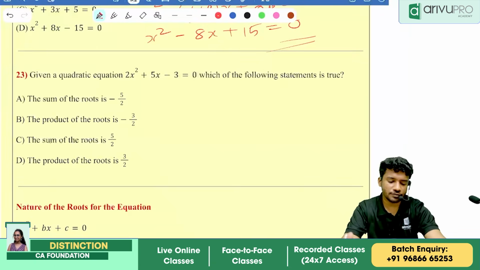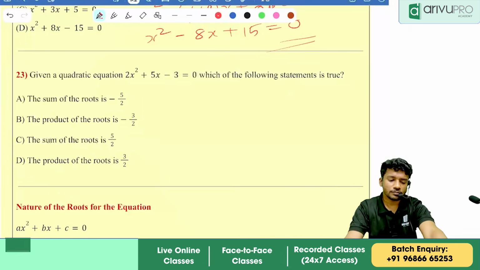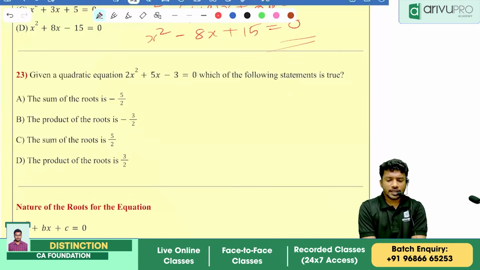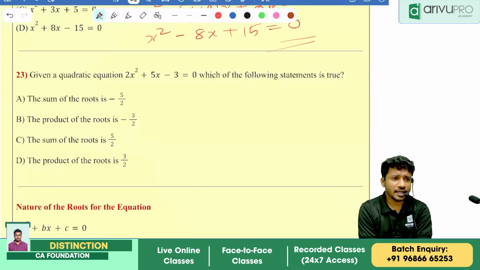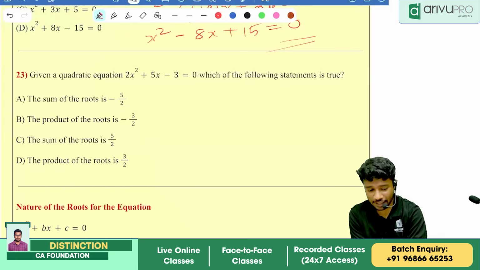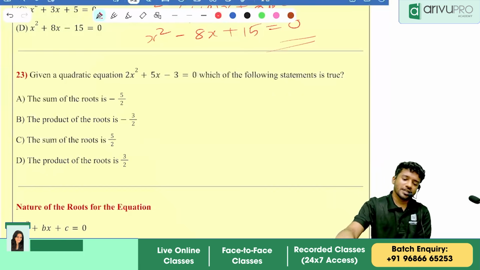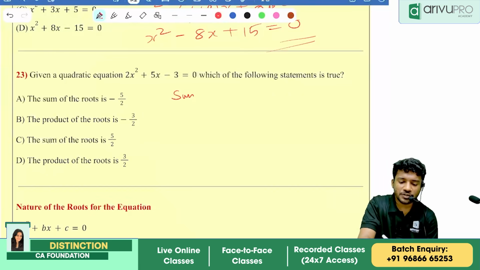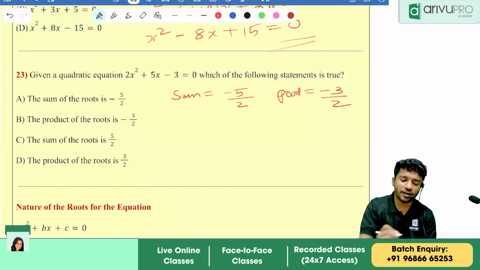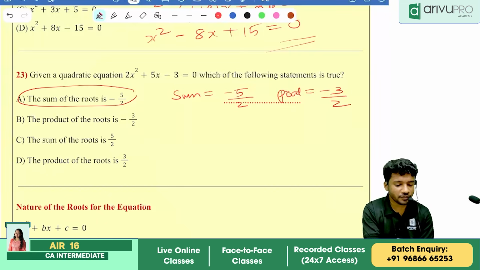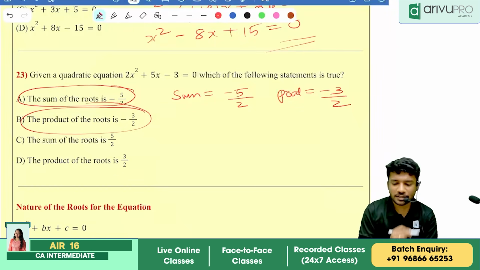Can you tell me the answer first? Get me the answer. Very easy question. There can be two answers. Check again. Properly check again. Here, sum is how much? Sum is equal to minus 5 divided by 2. Product is equal to how much? Minus 3 divided by 2. Sum is minus 5 by 2. Product is minus 3 by 2.